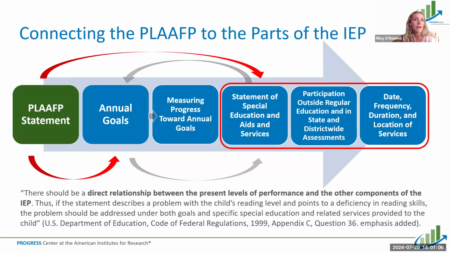So revisiting this slide about connecting the PLAAFP to the parts of the IEP. The information in the PLAAFP statement is the starting point from which educators can specify appropriate goals, services, supports, and progress monitoring plans. We know that the PLAAFP statement needs to be comprehensive and detailed enough so that the team can set appropriately ambitious goals in light of the child's individual circumstances and plan appropriate supports and services for the student. So if you look at the quote here on the bottom of this slide, the U.S. Department of Education states that there should be a direct relationship between the present levels of performance and the other components of the IEP. I'll give you a second to read the rest of that quote up there.